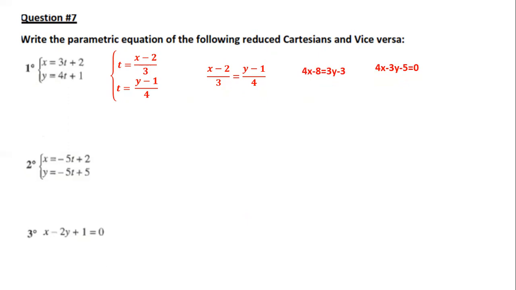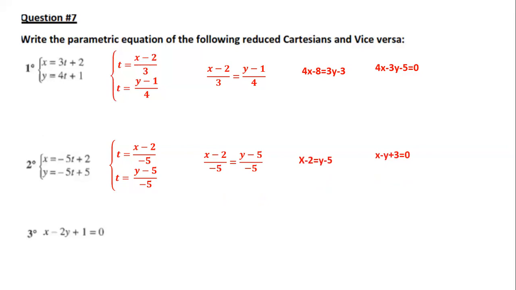The same concept in the second one. I'm going to find the system: t equals (x minus 2) over minus 5, and t equals (y minus 5) over minus 5, and then t is equal to t. Then I take their values, cross multiplication, and this is the Cartesian form.